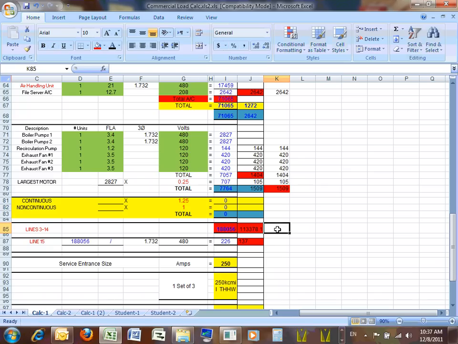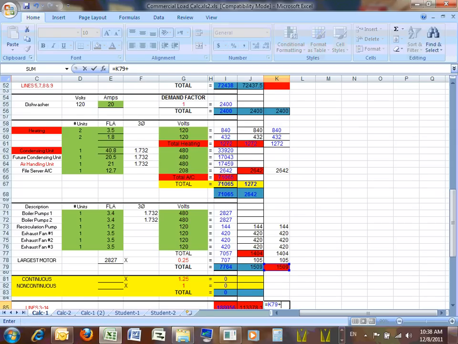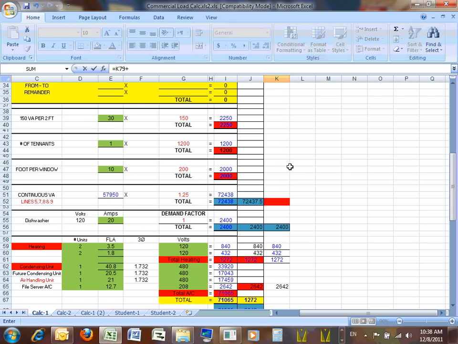Okay, the last step here, equal. If you're familiar with Excel, equal this cell. I'm going to carry this cell. Are you doing the receptacle panel? I'm doing the receptacle panel here.